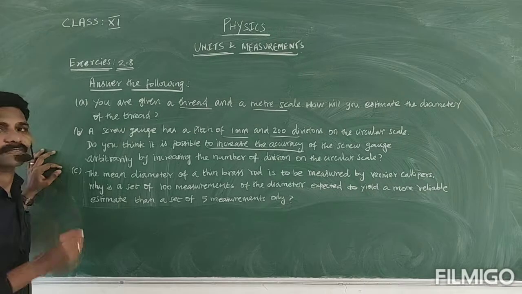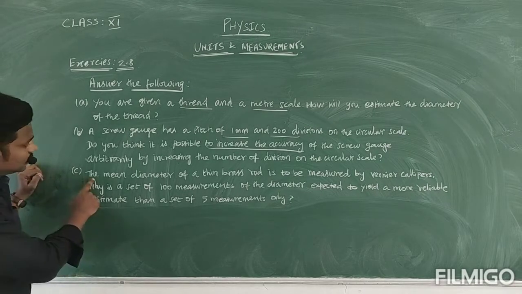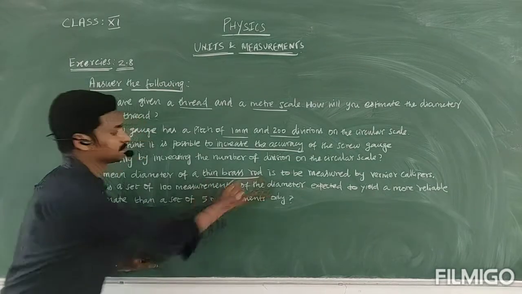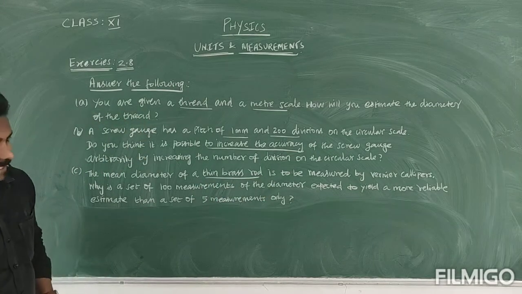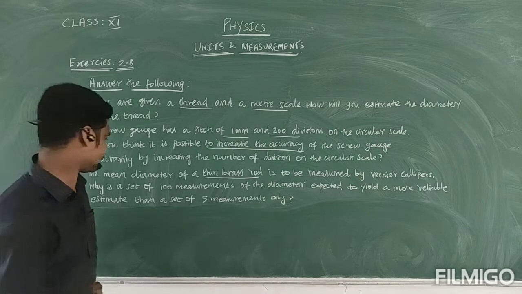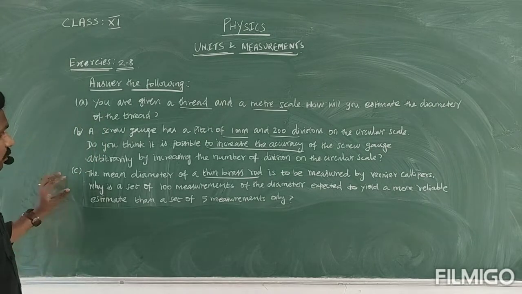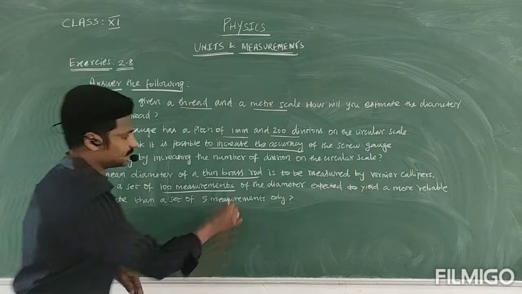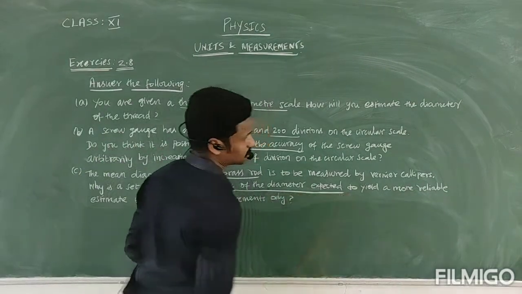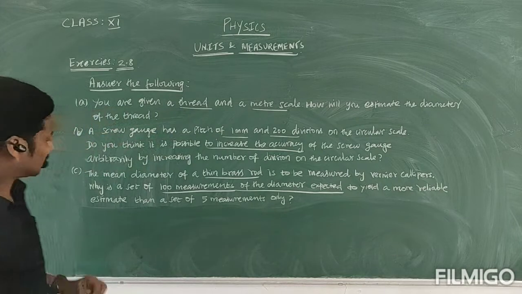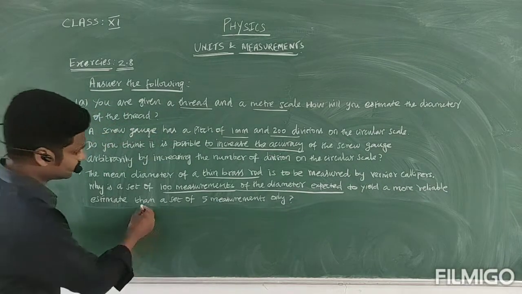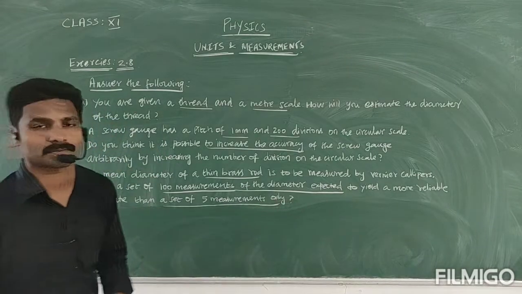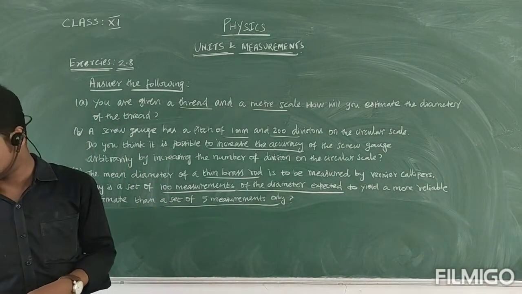Okay. Next one: the mean diameter of a thin brass rod is to be measured by a vernier caliper. Why is a set of 100 measurements of the diameter expected to yield a more reliable estimate than a set of 5 measurements only? Okay, sure.